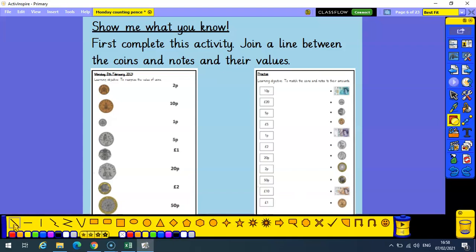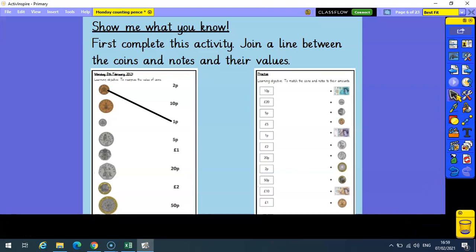So, for example, let me see what I know. Ooh, I know this one. This one is a 1p. I can see that it says 1p. I want you to do that first. Before we even start the lesson, without cheating, without help, have a go. Which one is which? Pause the video and press play when you're ready.